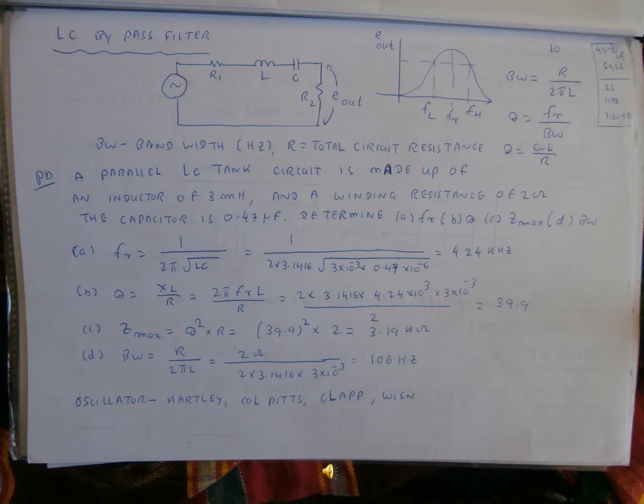Also, the input impedance Z maximum is calculated as Q squared multiplied by R. So 39.9 squared multiplied by 2, you get 3.19 kilo ohm. And the bandwidth is R divided by 2πL, so 2 divided by 2 multiplied by 3.1416 multiplied by 3 multiplied by 10 to the power minus 3, you get 106 hertz.